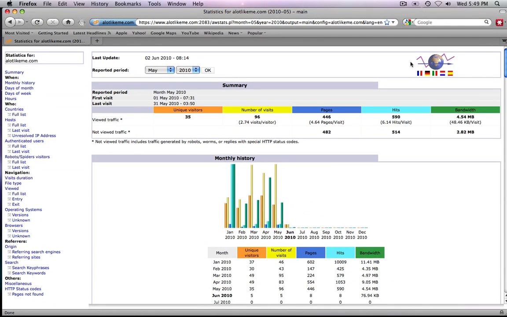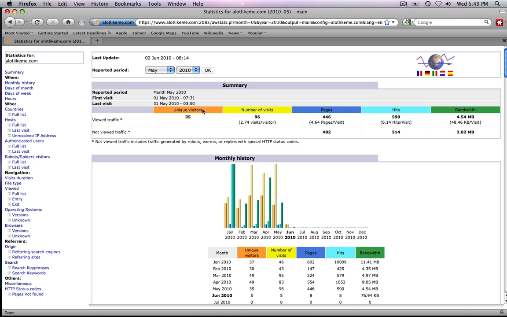So we're going to take a look at the high-level statistics report and kind of explain the different areas and what they mean. On this specific report, the numbers are not very high, but it's a development site, so you won't see very many high numbers. Let me start by explaining unique visitors.